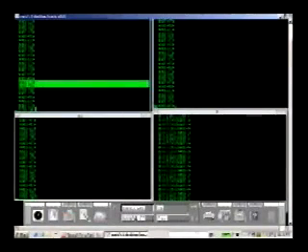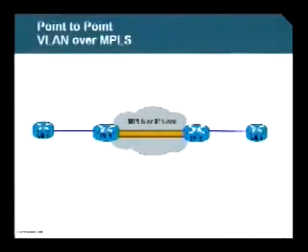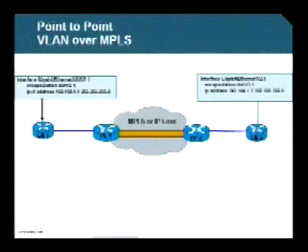Let me show you first the C1 to C2 ping. We have seen here, I'm going to ping from C1, 192.168.1.1, to the other end, which is 192.168.1.2.